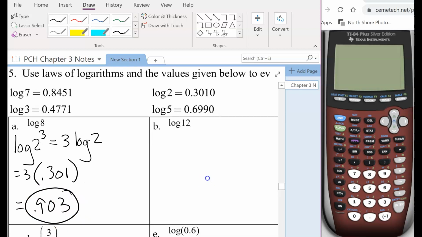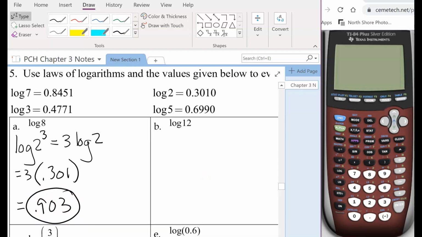Alright, at any point if you want to pause the video and work these out, or work out as many as you think you can, feel free to do that, and then just fast forward through to check your solutions.